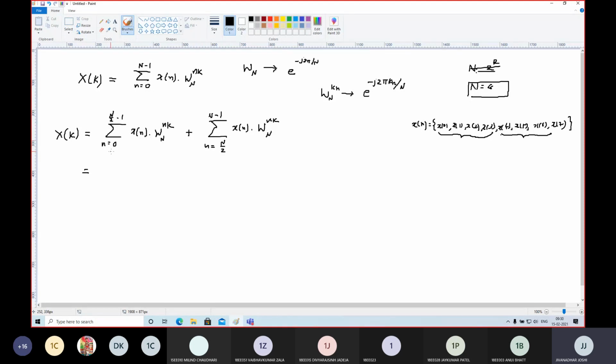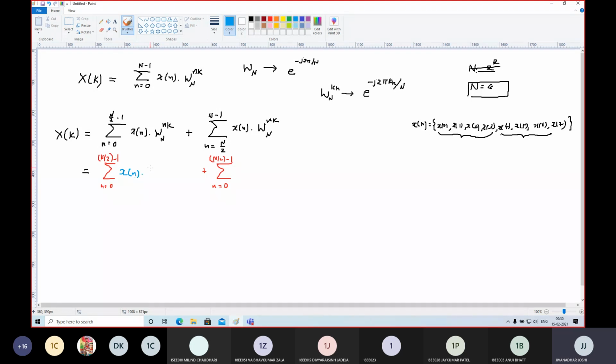This is okay, n equal to 0 to n by 2 minus 1. But here also I want to have the same limit, n equal to 0 to n by 2 minus 1. Then can you help me to write down the equation? Here also I want the same limit. Instead of n by 2 to n minus 1, I want the same limit, that is n equal to 0 to n by 2 minus 1. Then what exactly am I supposed to do here?